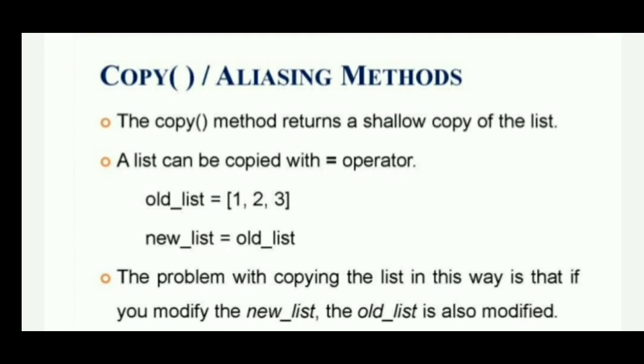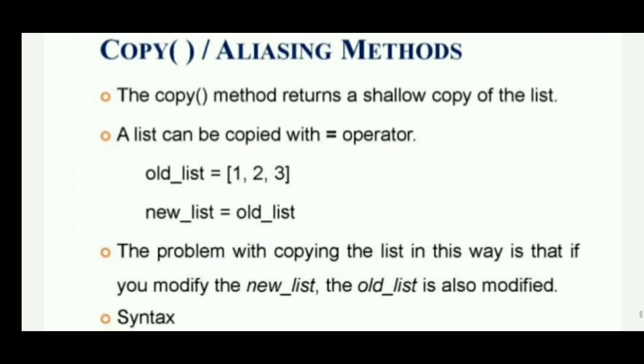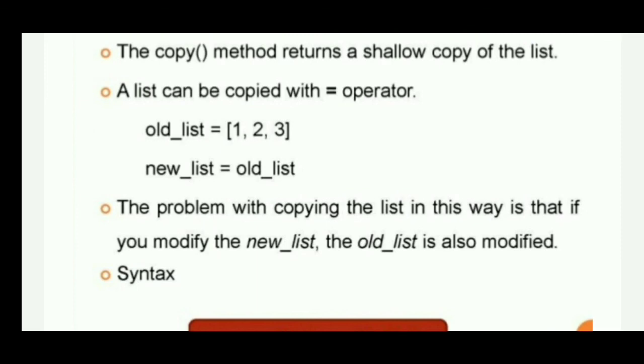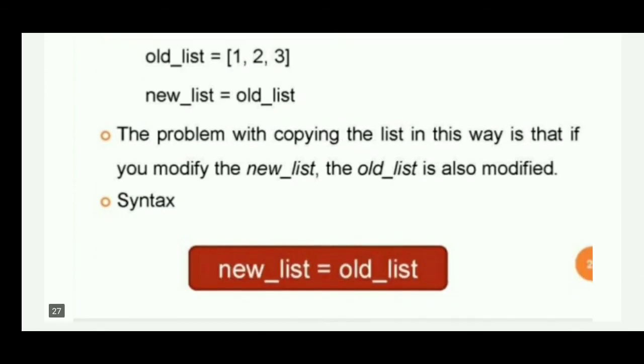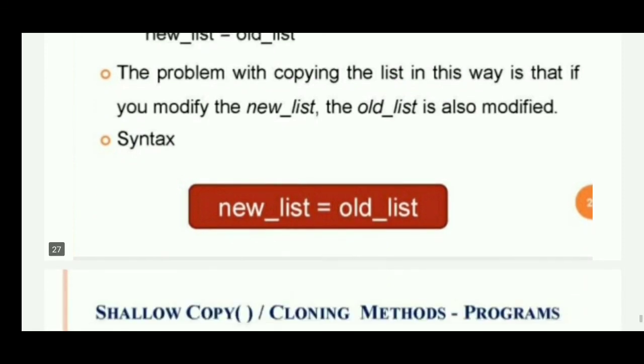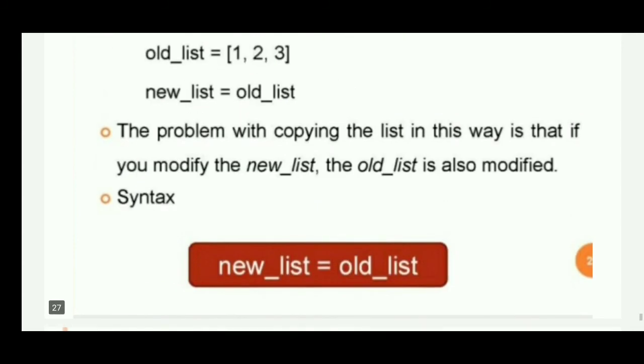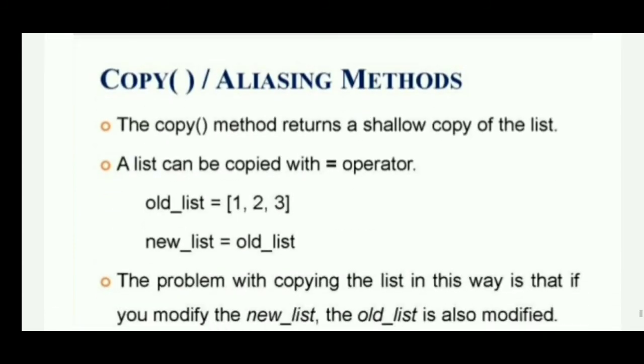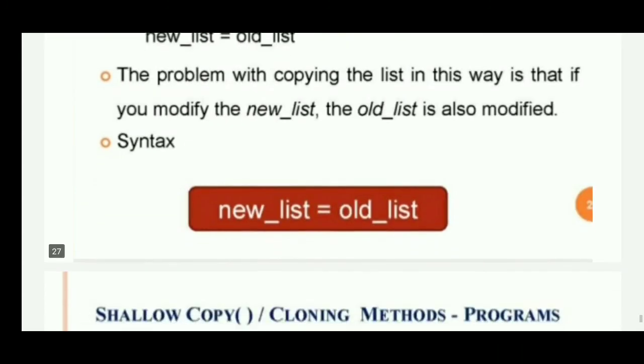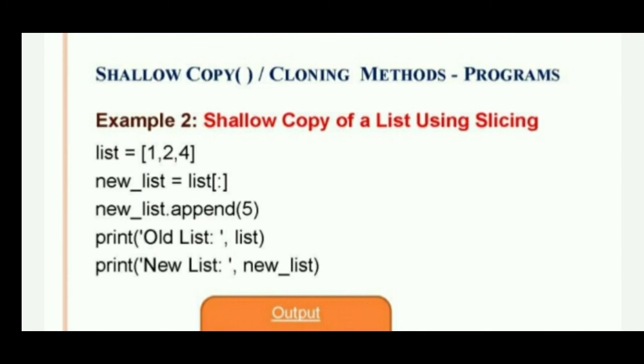Next one, copy or aliasing methods. The copy method returns a shallow copy of the list. You can see old list 1 2 3 and new list is equal to old list. The problem with copying the list in this way is that if you modify the new list, the old list is also modified. Shallow means it will affect the first list also when you change the second one.